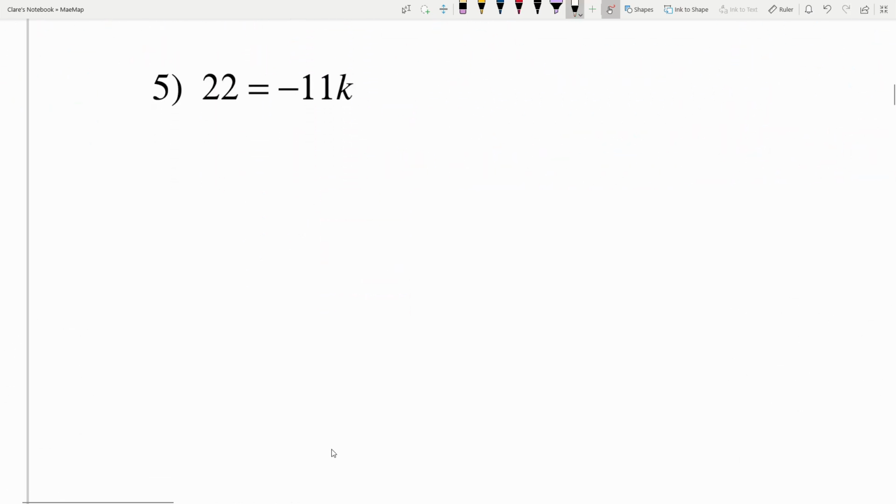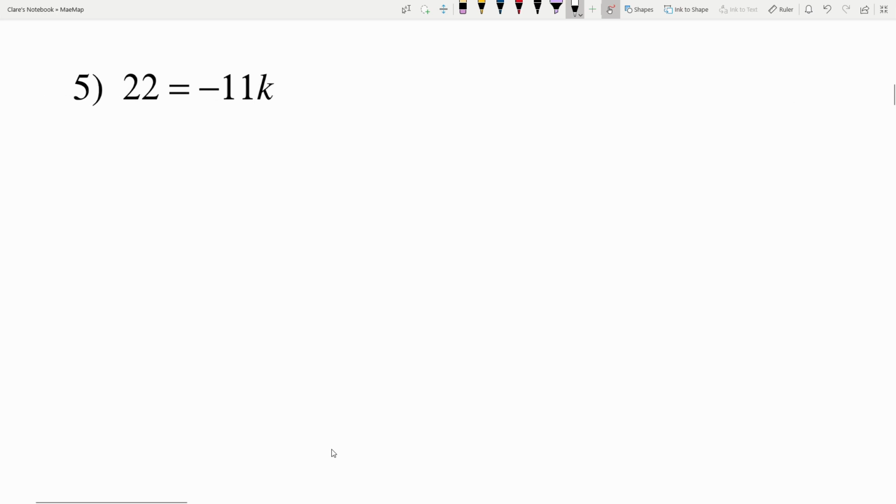Now in number 5, we have 22 equals negative 11 times k. So negative 11 times what equals 22? A negative times a negative will give us a positive, so we know that k has to be negative, and 11 times 2 is 22, so k is going to need to be a negative 2. We can do that thinking about it in our head, but let's manipulate the equation.